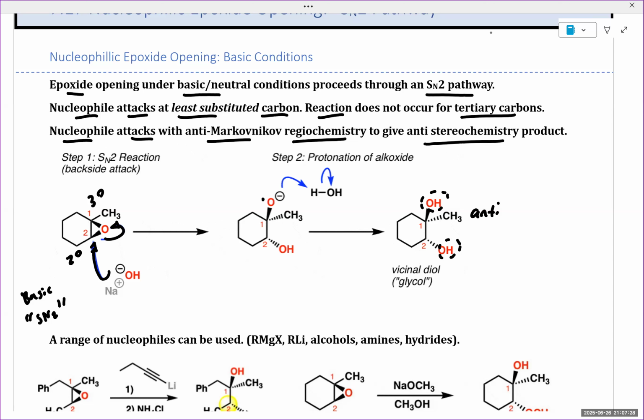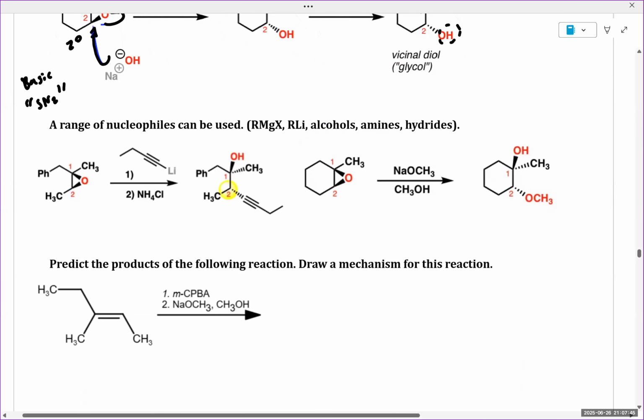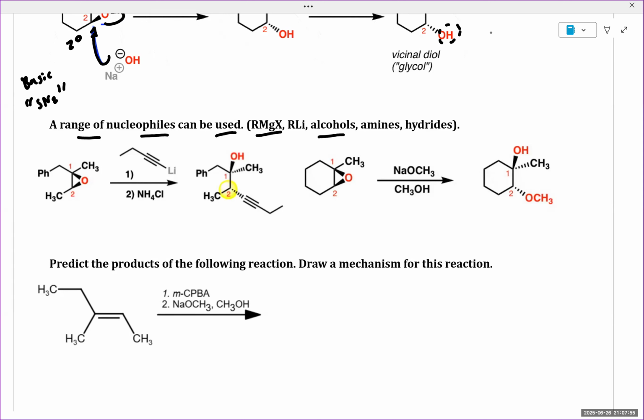After epoxide opening, because you have this alkoxide ion, you're going to protonate the alkoxide ion using water or another proton source that's floating around in solution. One thing I'd like you to note is that one benefit of epoxide opening under basic or neutral conditions is that a range of nucleophiles can be used, such as alkyl lithiums, alcohols, amines, and hydrides.